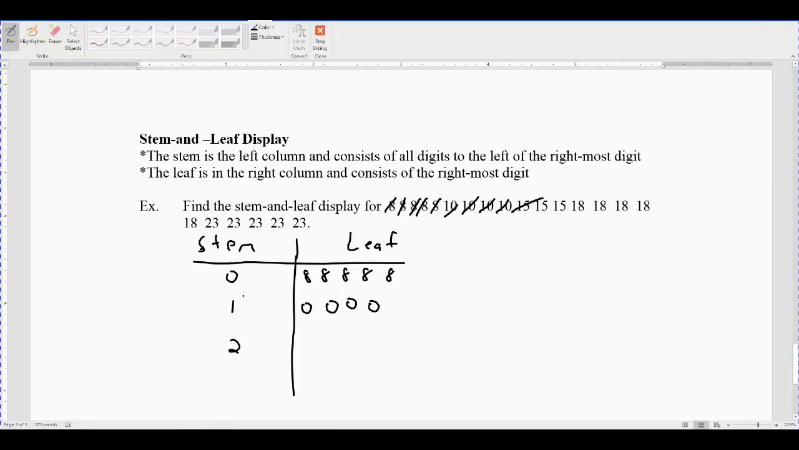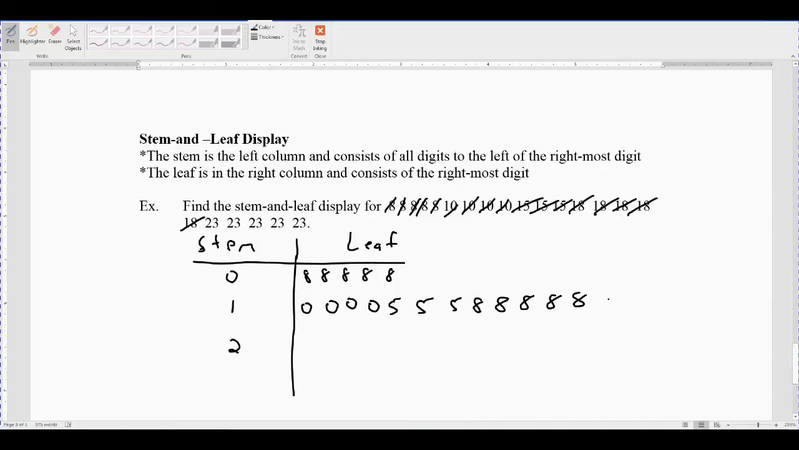We have a 15. Already got the 1, so put a 5 over here. Another 15, already have the 1, put another 5 over there. Another 15, put another 5 over there. Then we have an 18, so the 8 goes there. 18 again, another 8. 18 again, another 8. 18 again, another 8. 18 again, another 8.